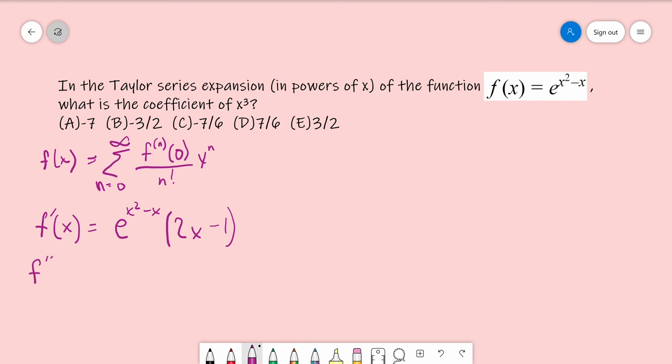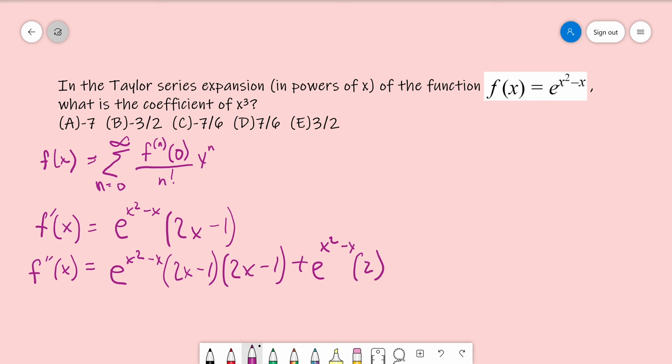The second derivative is going to get a little bit hairier. We're going to have to use the chain rule and the product rule. So the product rule will tell us to take the derivative of e to the x squared minus x, so we'll get e to the x squared minus x times 2x minus 1 again, and all of this has to be multiplied by 2x minus 1. And then we're going to add e to the x squared minus x times the derivative of 2x minus 1, which is 2.